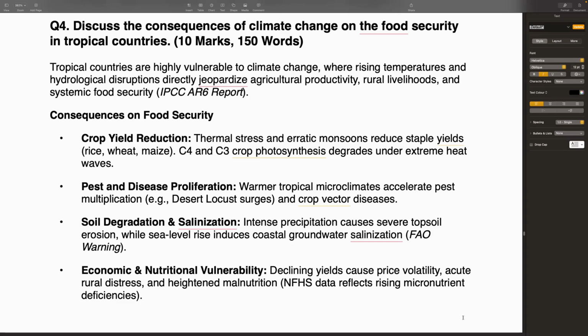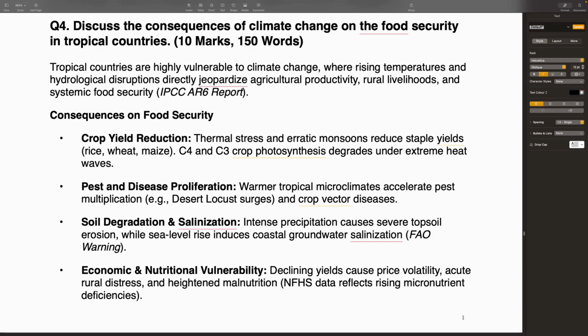Pest and disease proliferation. Warmer tropical microclimates accelerate pest multiplication. Example, desert locust surges and crop vector diseases. Soil degradation and salinization. Intense precipitation causes severe topsoil erosion, while sea level rise induces coastal groundwater salinization.